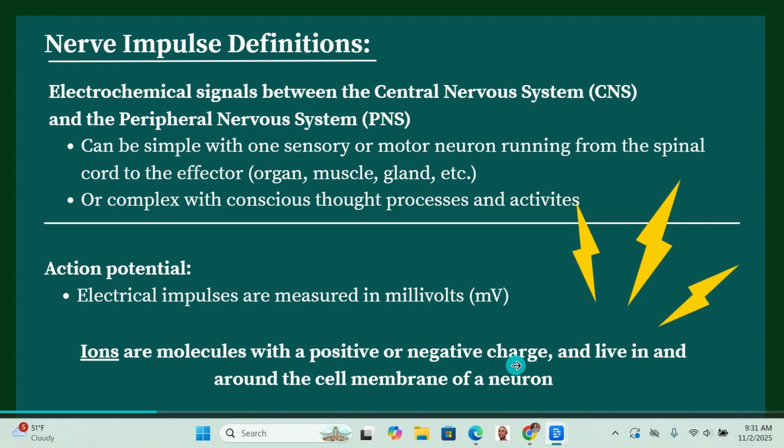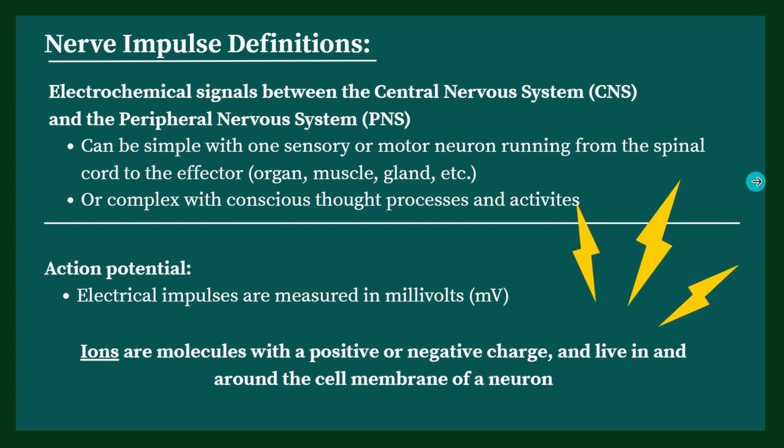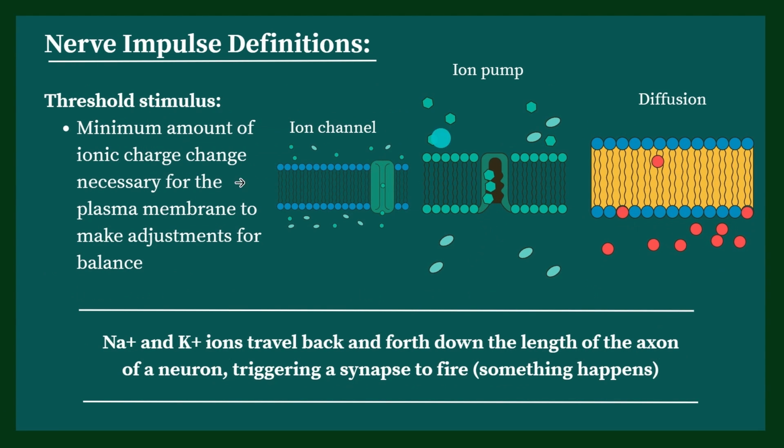A neuron has the same kind of composition as any other cell, in that it has a membrane barrier that is hydrophilic, right? So it keeps a particular charge around it to keep water close and to keep everything else far away. Okay, so more definitions here.